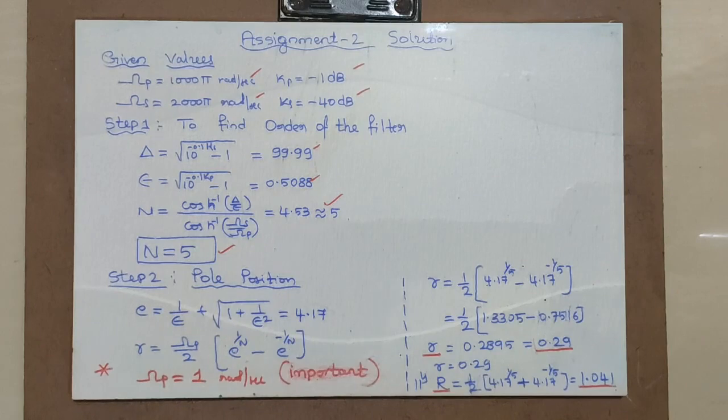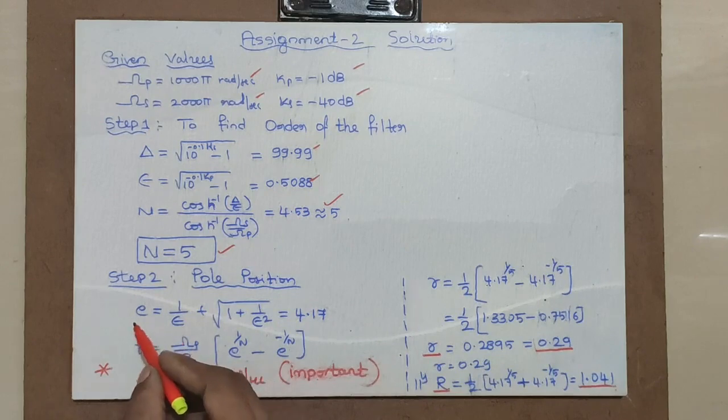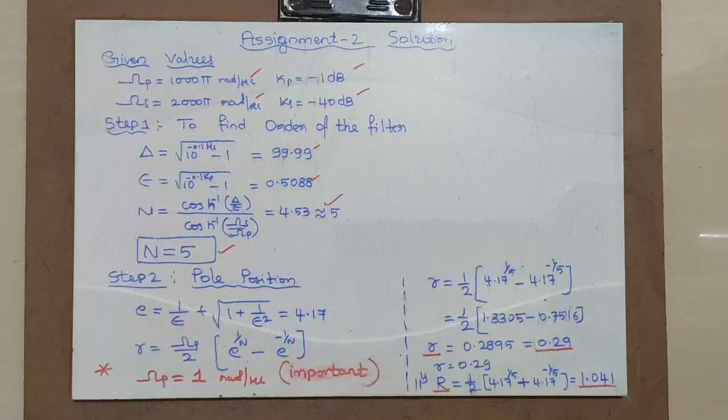Now step 2, pole position finding. Finding this is not a problem. E, an in-between value, is 4.17. And then finding r is also no problem: omega p by 2 times e raised to 1 by n minus e raised to -1 by n.